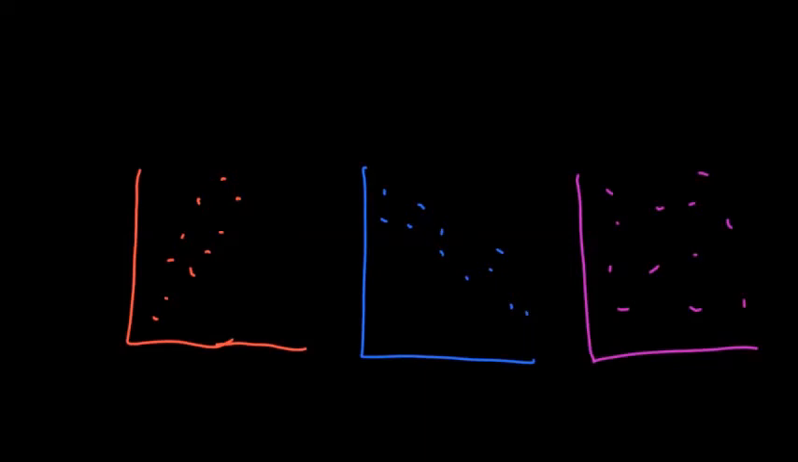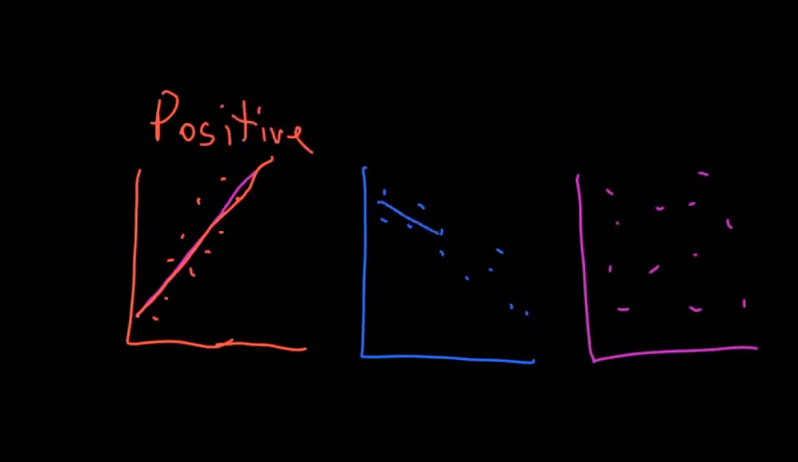And just to refresh yourself, oops, wrong color. This first one is going to be a positive trend. Second one, our trend line, looks something like that, would be negative. And the last one, the pink there would be no trend, because I can't put a line in there to represent the data.